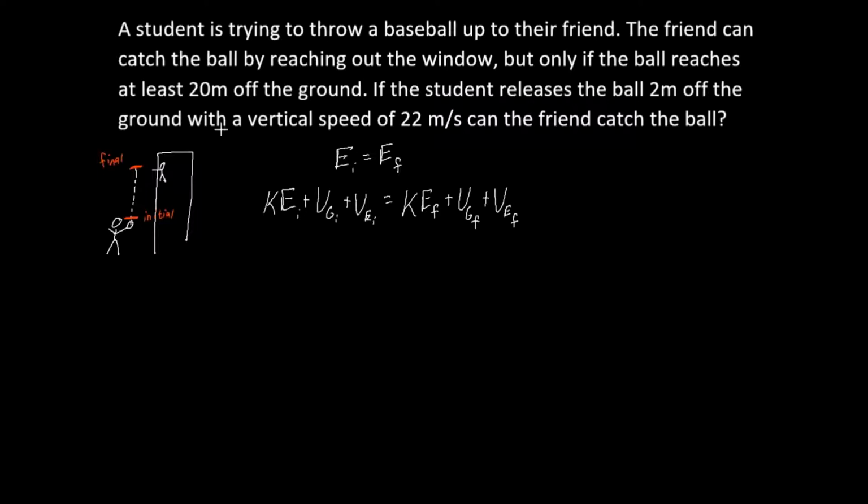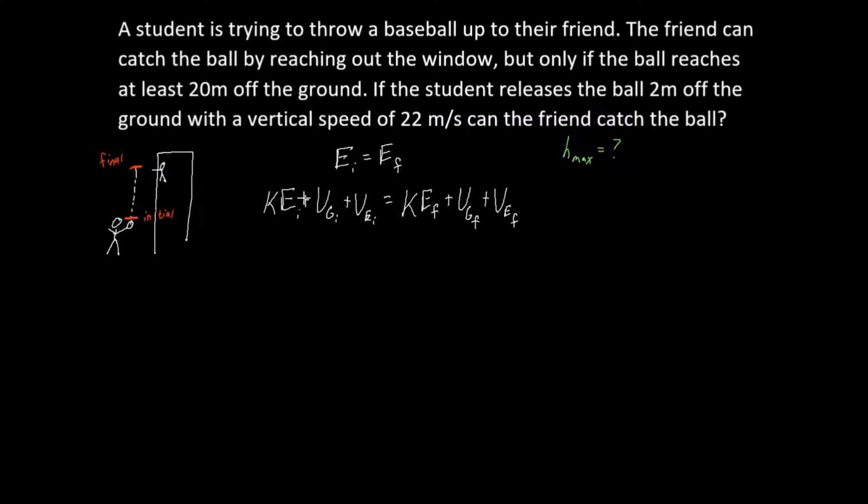So ultimately, my question is, does the ball reach 20 meters off the ground? What I'm going to do is try to find out how high the ball reaches. If nothing were to happen to it, I want to figure out what that maximum height is. If that maximum height is less than 20 meters, then I know it doesn't reach the friend. If it's greater than 20 meters, then I know that it does reach the friend.